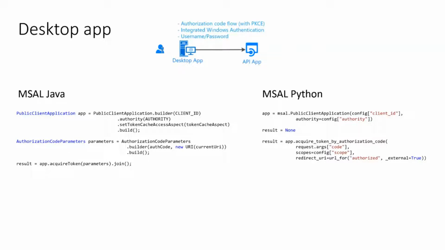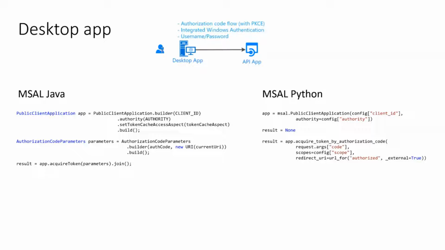The next scenario we have is a desktop app scenario. So desktop apps are both console applications as well as some of the native applications that are in the operating systems like Linux, Windows, and Mac apps. In this scenario, there are a few different flows that can be used, but I'm covering the most common flow and the most recommended flow here, which is using the authorization code flow. Again, this is very similar to the confidential client authorization code flow.